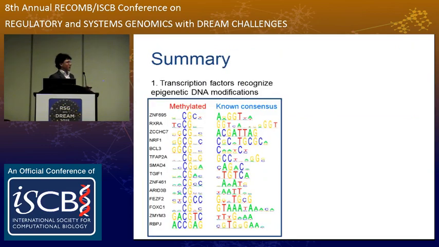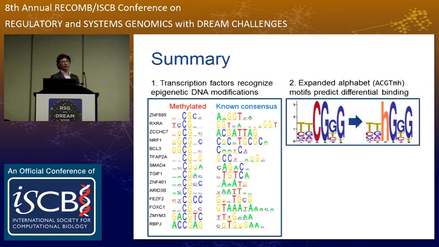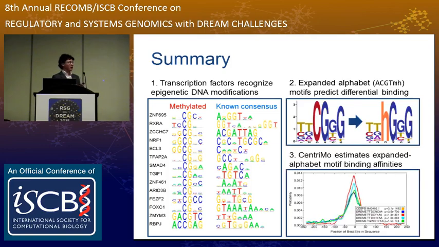And so if we look at all of this information, we can see that transcription factors recognize epigenetic DNA modifications, expanded alphabet motifs can predict differential binding, and Centrimo can estimate expanded alphabet motif binding affinities.